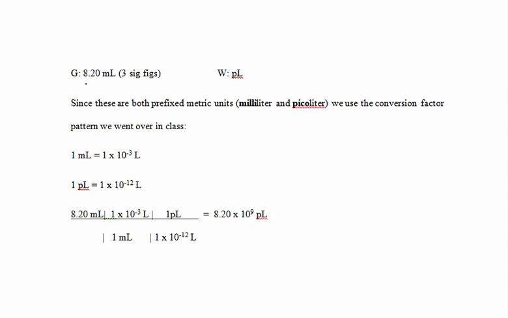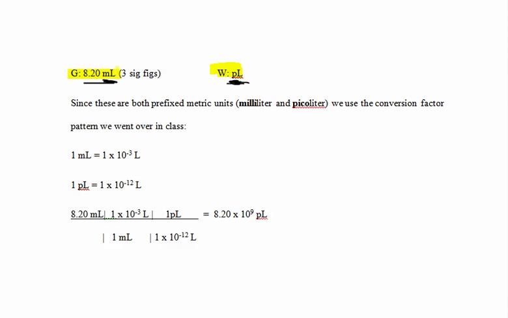So in this problem, we are given 8.20 milliliters, and we're asked how many picoliters are in that 8.20 milliliters. So this is what's known as dimensional analysis. We are going from one volume unit to a different volume unit. And it's very helpful when doing dimensional analysis to write down what we're given and write down what we want.